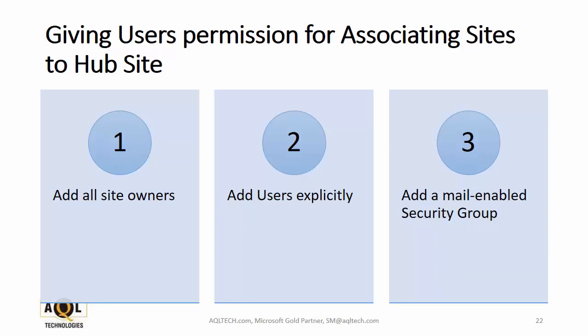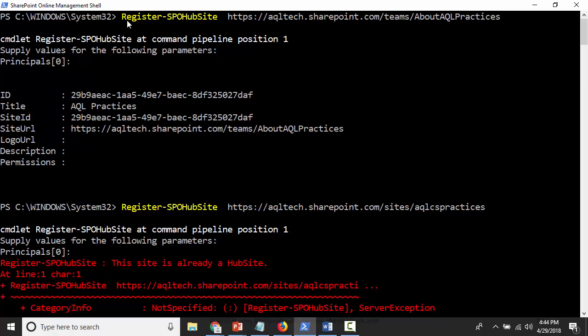So let's go ahead and talk about different approaches for giving users permissions for associating sites to a hub site. As of right now, when I created my hub site, I really did not explicitly give any user explicit permissions to associate sites, and we can go back and take a look. This is pretty much the command that I ran up in the top, and there's this principals parameter. I really did not specify anybody over there, and you can see on the permission side, nobody is specified here.